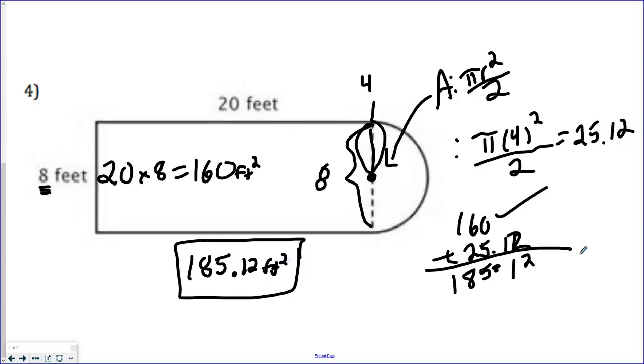Area of the rectangle plus the area of the half circle. But again, make sure you get the missing pieces that you need in order to get the correct formulas down.